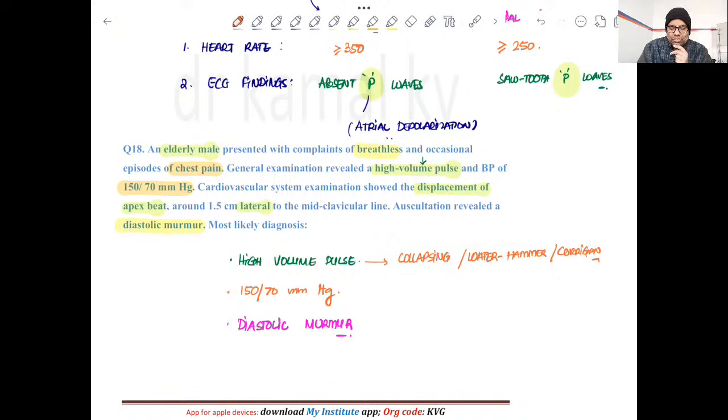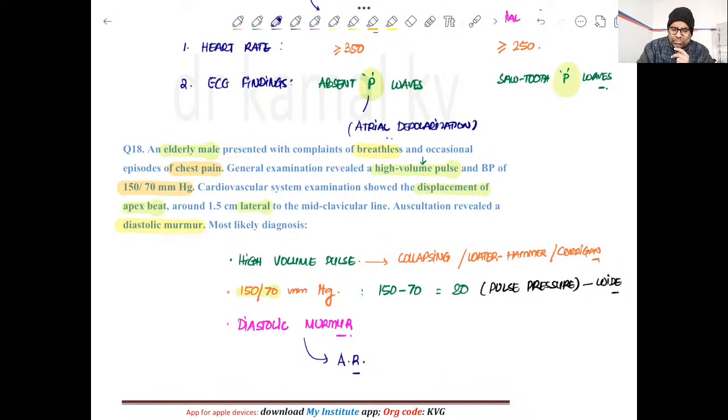Now, what is the catch in blood pressure? One might say that it is high blood pressure, but I'll take it in another way. 150/70, that comes out to be 80. And this is actually pulse pressure. So there is wide pulse pressure or increased pulse pressure. This is one more feature of AR. And third, diastolic murmur, especially early diastolic murmur, this is also AR. So this is classical case of aortic regurgitation.